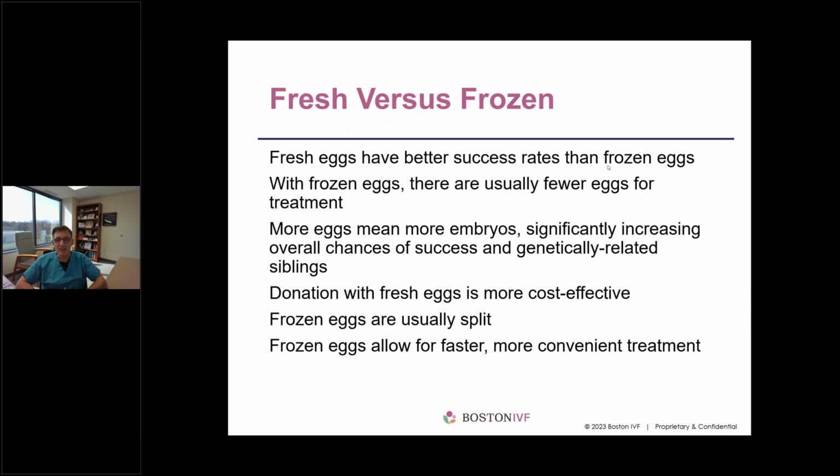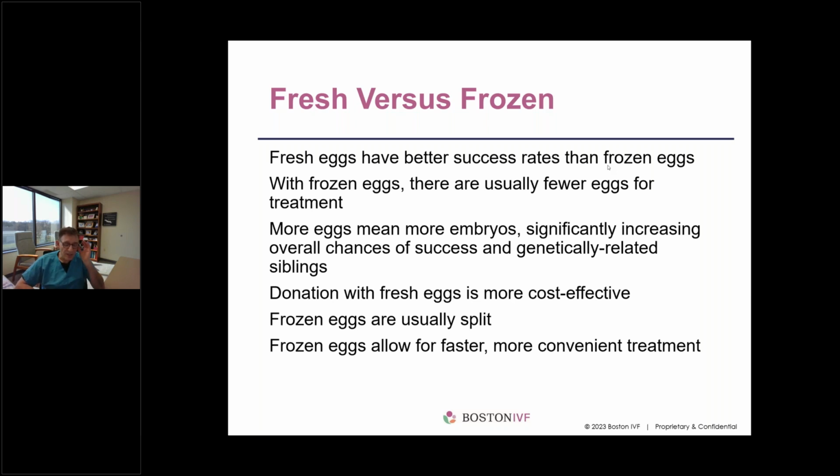Donation with fresh eggs is more cost effective. Again, it usually costs less. It's usually more eggs, more embryos, definitely more cost effective. The frozen eggs are usually split. What do I mean by that? When a woman donates her eggs to a bank, they tend to overstimulate them. They may get 30, 40, 50 eggs. Let's say they get 40 eggs and they're selling 6 eggs to each couple. This is at least 6 to 7 couples that are receiving those eggs. So those eggs tend to be split, rather than with an anonymous donor through a program, where the patient will get all the eggs for herself.